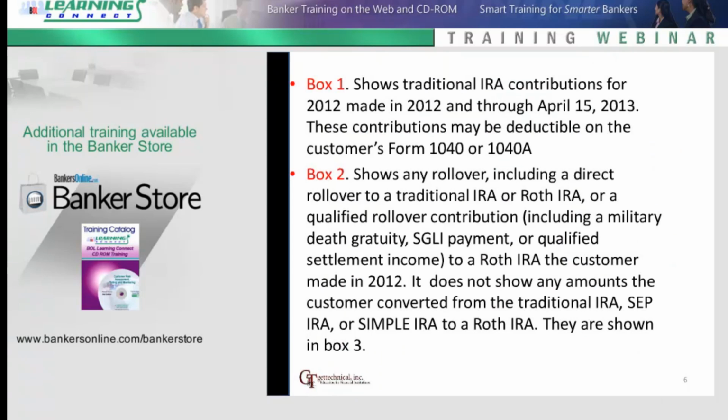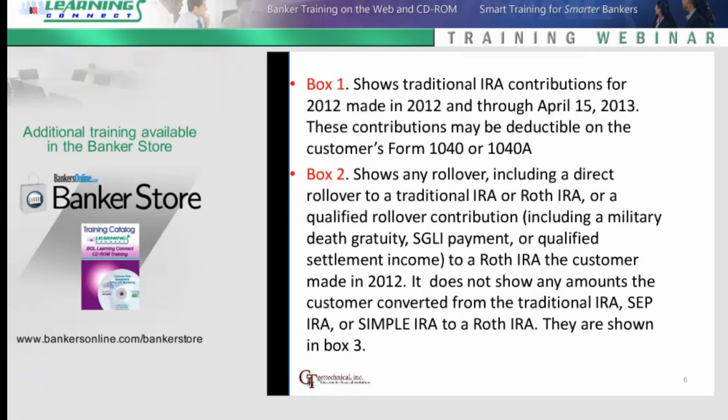So kind of taking your page 5 and keeping it in front of you as we go through and look at it, we see box 1 will show the traditional IRA contributions for 2012, made in 2012, and through April 15th of 2013. These contributions may be deductible on the customer's Form 1040 or 1040A, but that's really nothing to do with us, but that's the amount of money that goes in.